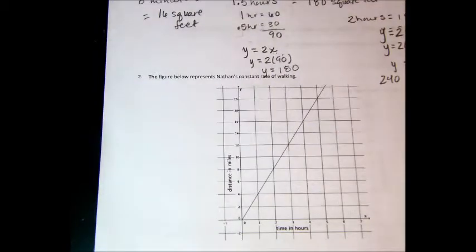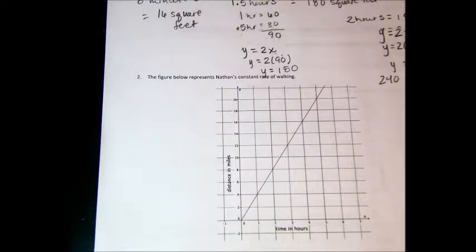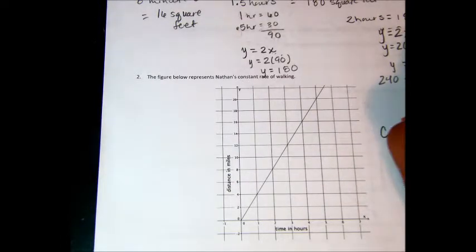The figure below represents Nathan's constant rate of walking. So let's examine Nathan's graph. What is Nathan's constant rate?